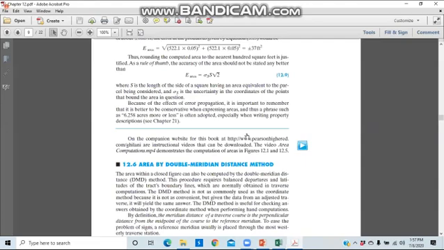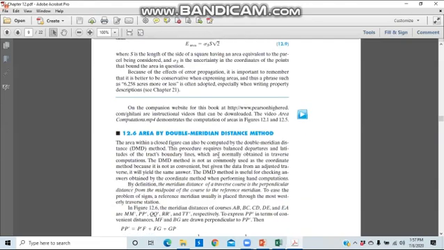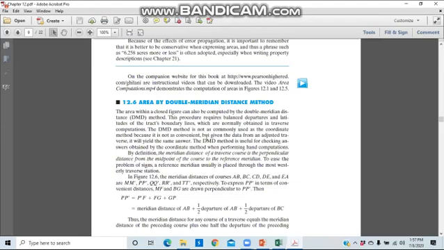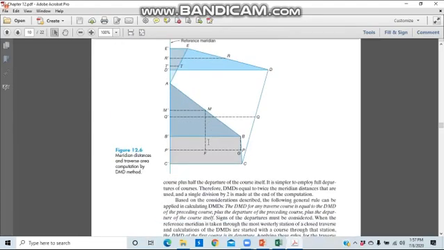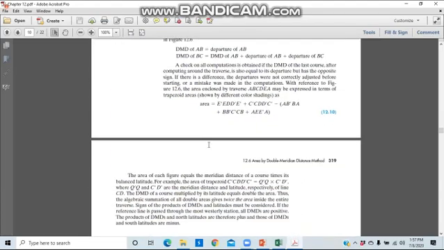Area by double meridian distance method, DMD method. This method is not commonly used. The DMD method is not commonly used, as the coordinate method is the easiest and the most convenient one. So this is kind of complicated. So I would not suggest it, and we will not study this method in this chapter.